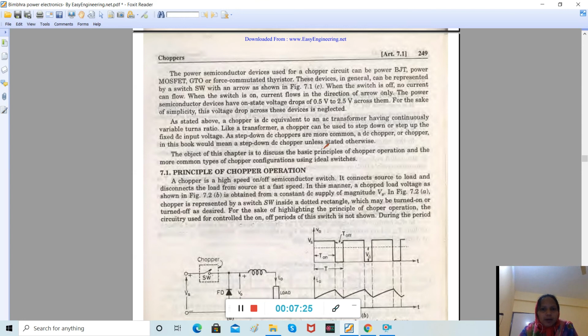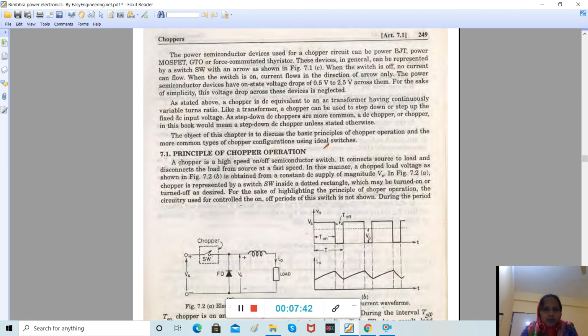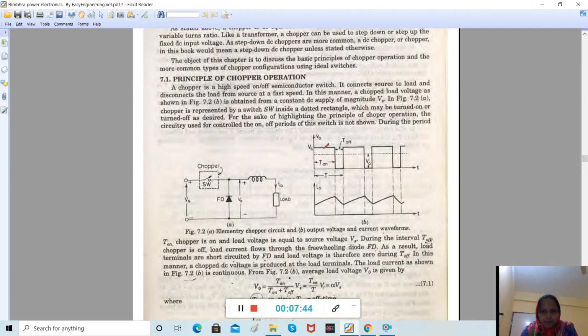Okay, so step down DC choppers are more common in use. Wherever we use the term DC chopper or chopper randomly, it means the step down chopper. So we studied the operation, or principle of operation, of the step down chopper.